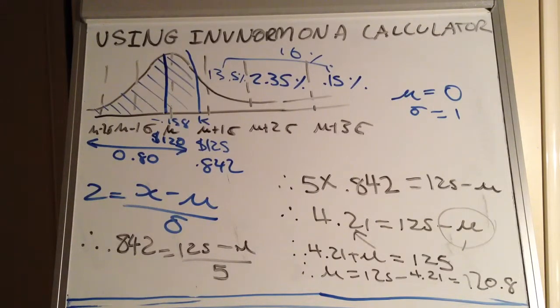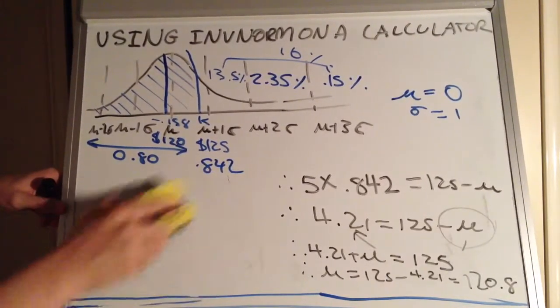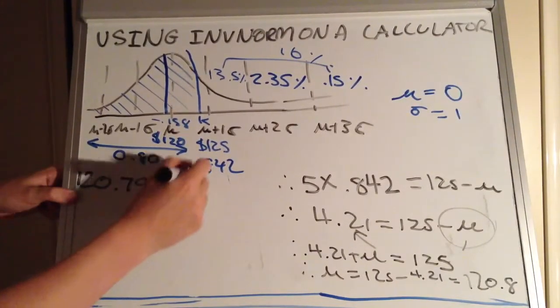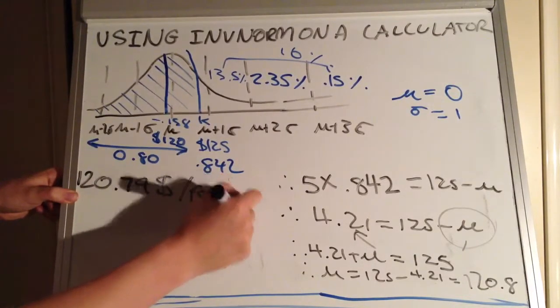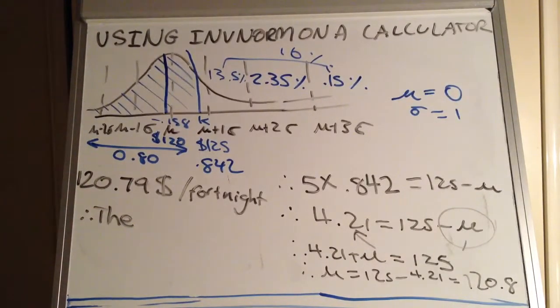But wait, we have not answered the question yet, because the question asks us, how much does the average household, or average homeowner, pay per quarter, and assumes 6.5 fortnights in a quarter. So this is where we might not want to round to, say, those three significant figures. We may want to have the pure answer to ensure we get slightly more accurate results. So $120.79 is the cost per fortnight on average. So we multiply this result by 6.5, which is the number of fortnights in a quarter.